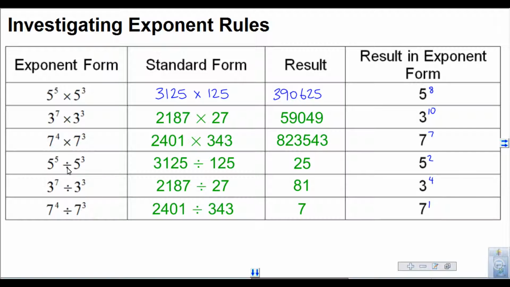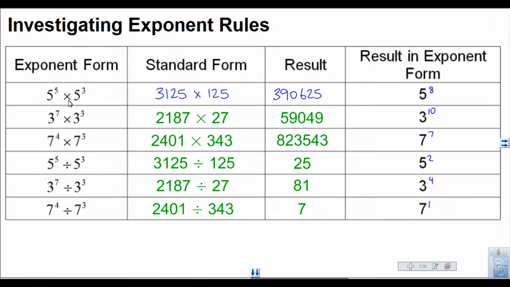Now, similarly, if I look at the 3 rows about dividing, a 5 and a 3 turn into a 2. So that looks like they're subtracting. So 7 take away 3 is also 4. Yep, and 4 take away 3 is 1. So those are our first two exponent rules.